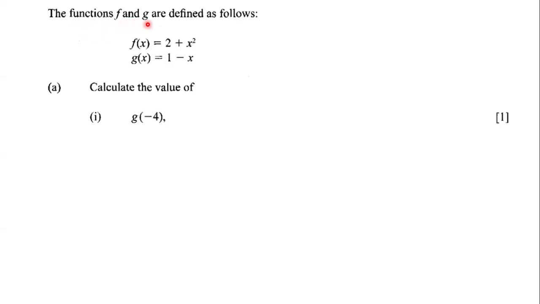The functions f and g are defined as follows. f of x is equal to 2 plus x squared, and g of x is equal to 1 minus x. Calculate the value of g of negative 4.